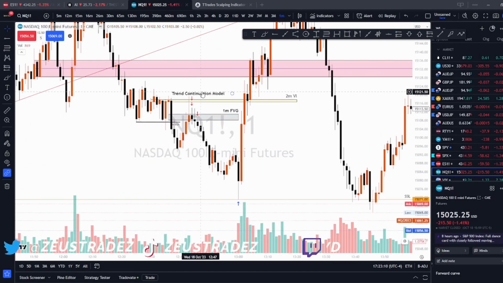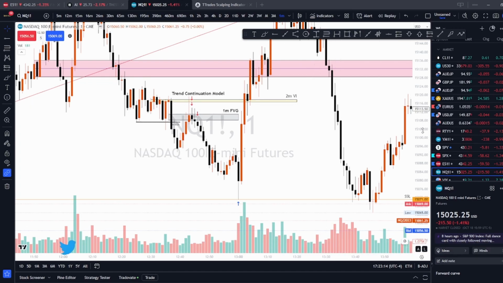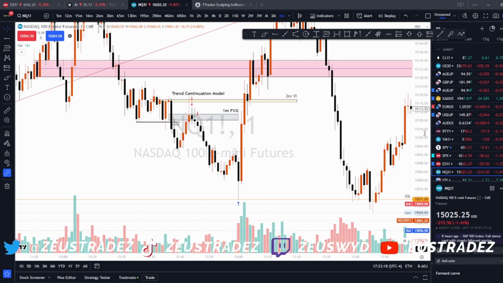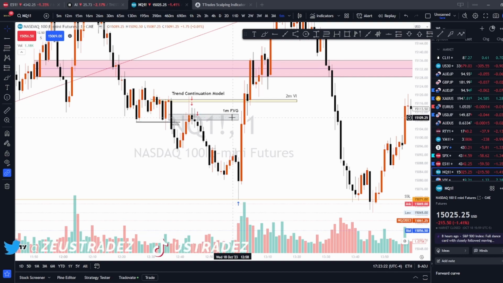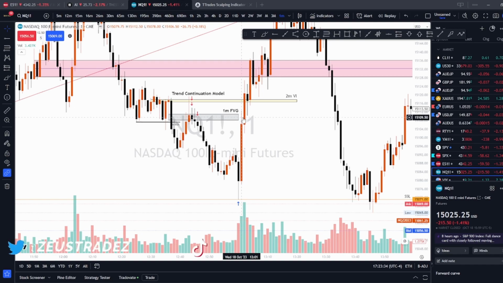So for this trend continuation model, it's very, very important to know the trend. If you don't know the trend, this model is not going to work out for you. If you don't know the drawn liquidity, this model is not going to work for you. I would highly suggest watching either T-Trades or ICT himself to learn more about the drawn liquidity. I will teach you more about those liquidity levels in a future video, but mainly for this video, it's more so to learn about this trend continuation model.